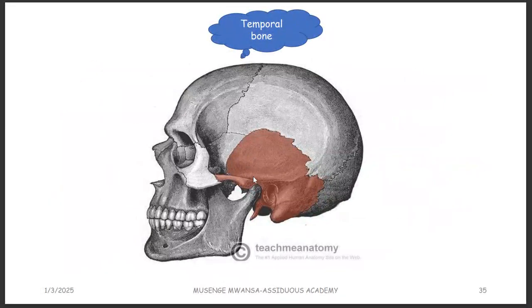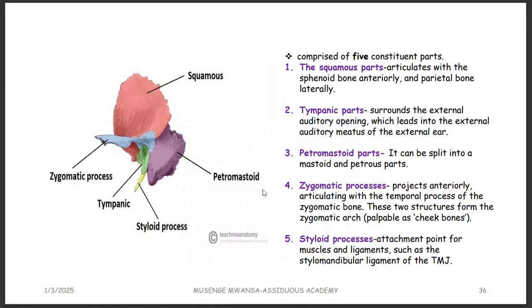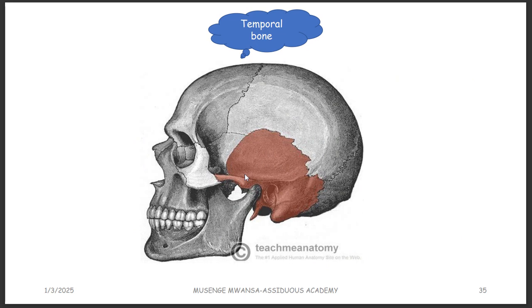Now we look at the temporal bone. Here is a temporal bone that you can see. The temporal bone has got different parts. Look at this bone. Can you see that the temporal bone is connected to this bone here? We call it the zygomatic bone. Together, the part of the zygomatic bone and the part of the temporal bone, we call this a zygomatic arch. But the zygomatic arch has got both the temporal bone and the zygomatic bone.